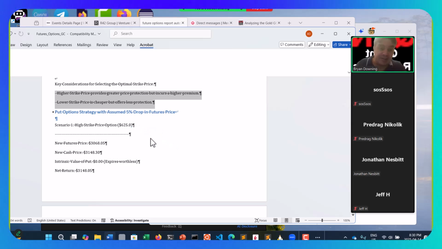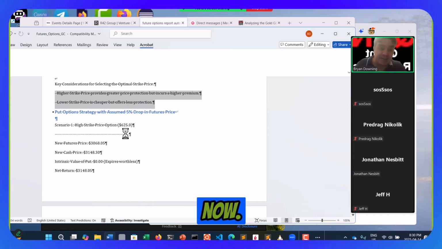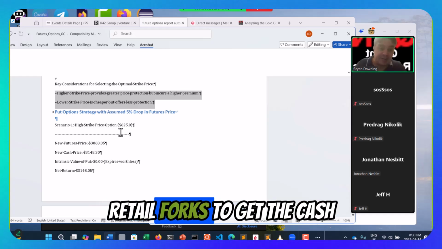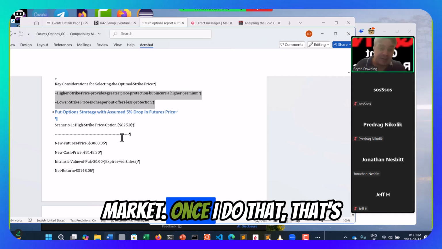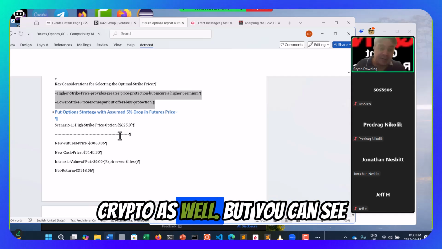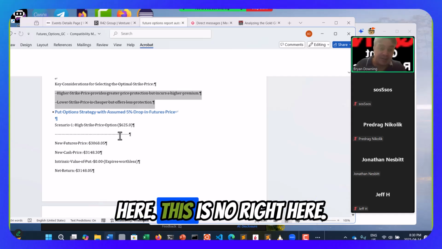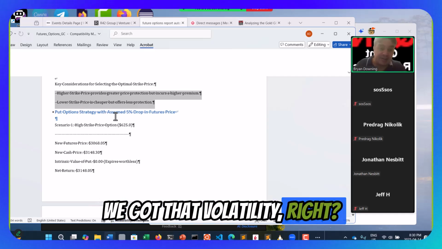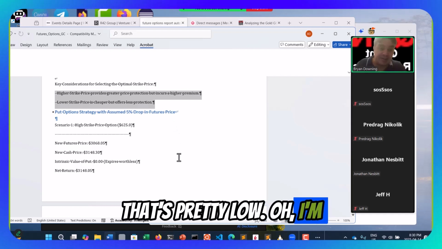I can't track the euro dollar on CME right now. I don't have access to the cash market. I have to go into retail forex to get the cash market, and that's the same with a lot of the crypto as well. But you can see here, this is now right here. Look at that volatility, right?